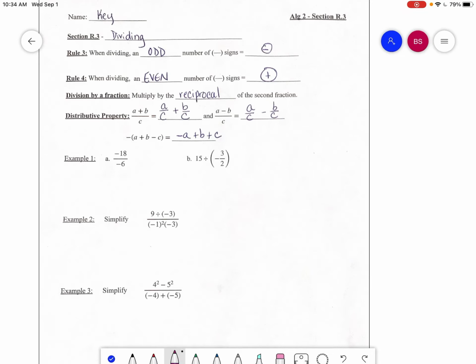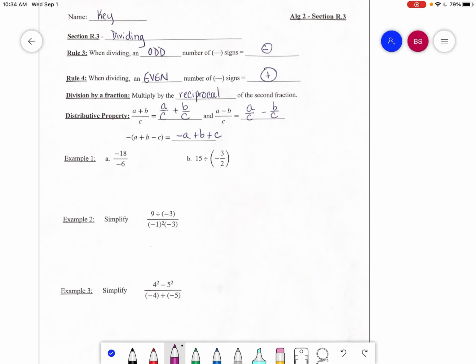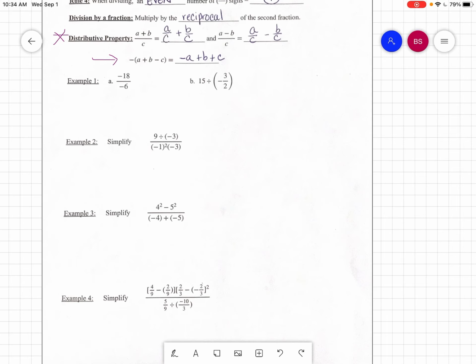The one thing I do want to point out is the distributive property here for dividing. It means that denominator needs to apply to both the A and the B. So just keep that in mind. And then I also put this in here. It's been on, I think, all 3 of our lesson notes so far, but it's just super important. So I'm going to go through this quickly.